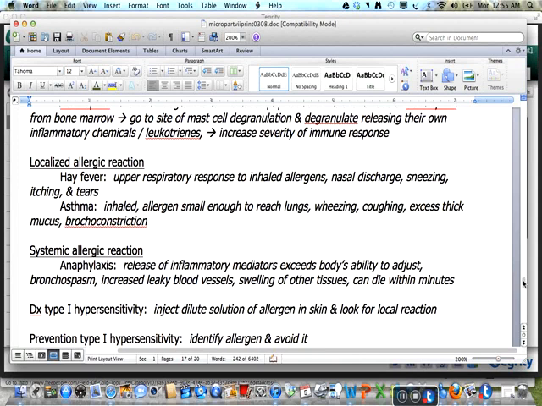Anaphylaxis is a systemic allergic reaction. Here, the release of inflammatory mediators exceeds the body's ability to adjust. This includes bronchospasm, increased leaky blood vessels, and swelling of other tissues. The patient can die within minutes due to the drop in blood pressure and impaired breathing from the vessels leaking so quickly and the involvement of the respiratory system.